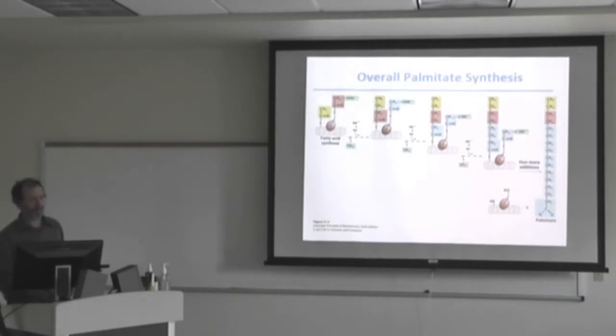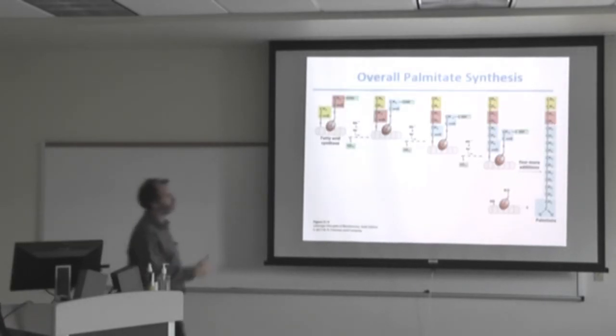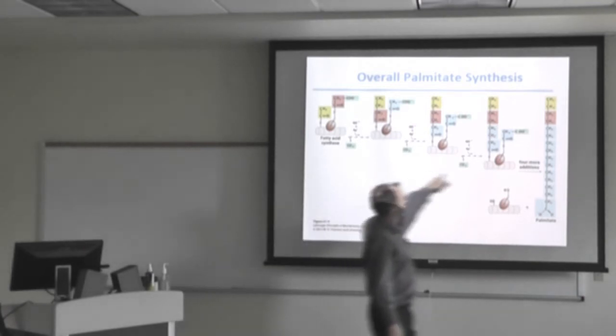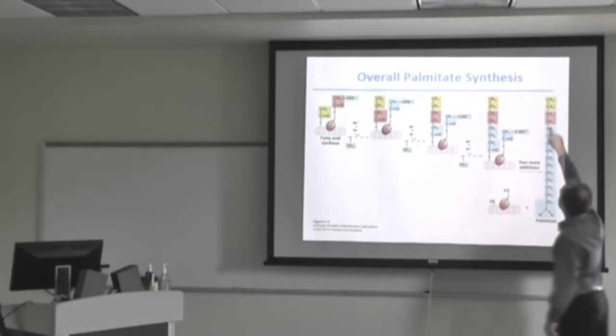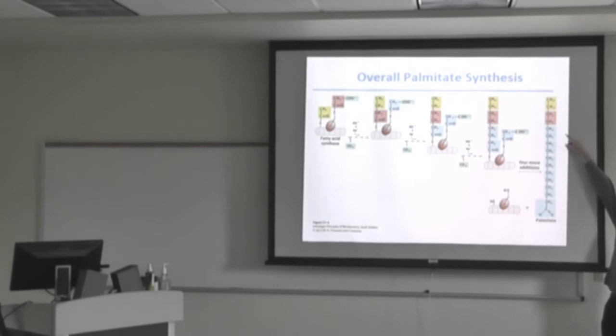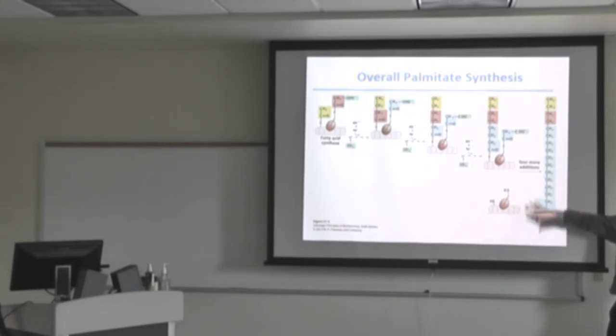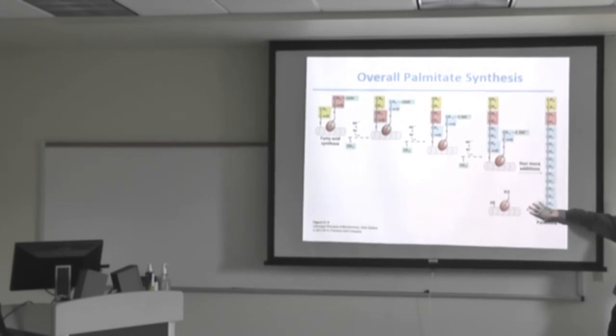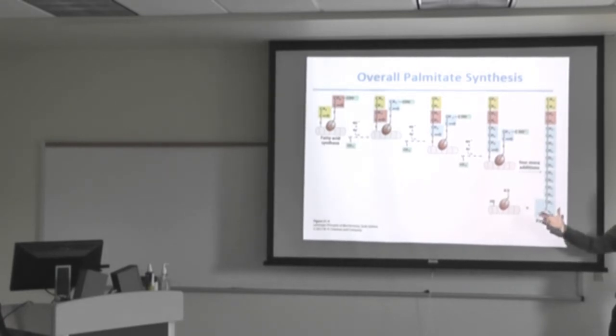And to make palmitate, you just do this over and over and over again till we get 16 carbons long. What's magic about 16? Why doesn't it keep going? You can keep going, but the enzyme won't bind to these anymore. So you can have longer fatty acids, but palmitate is just the limit of the fatty acid synthase 1.